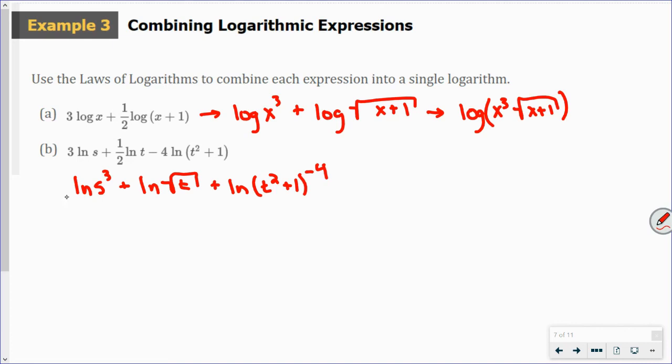So here we would, if we combine all of this into 1, we have ln, okay, s to the 3rd goes on top. The square root of t goes on top because it was addition. But this negative 4 power goes on bottom as t squared plus 1 to the 4th. Remember, when you switch sides, it changes the sign of this exponent. So this is completely condensed. I can't reduce anything or do anything more.